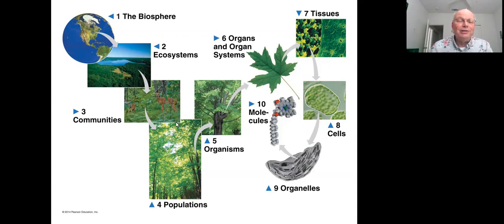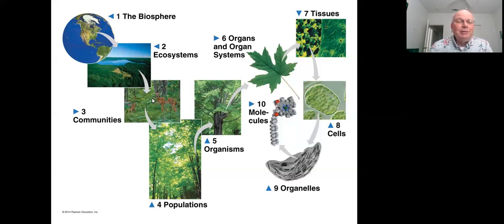Then if we've got populations of different types of organisms. So we've got not only the trees, but we've got the animals, we've got the fungi, we've got other things. All of those populations are then grouped together to make up a community. So communities consist of all the populations of all the organisms living in one location at the same time.